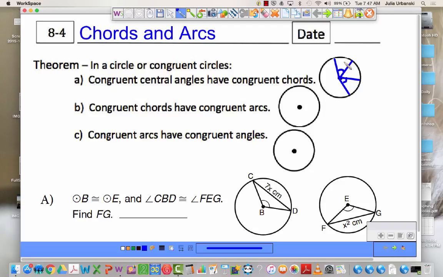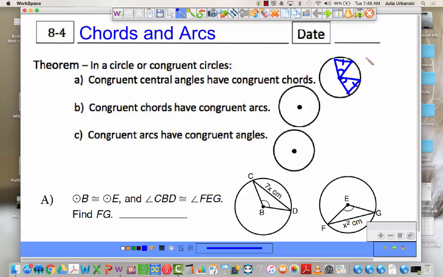See this arc right here? This arc is going to be equal to this arc. There's also going to be a chord. If you draw a chord from this point to this point, that's going to be equal to the chord drawn from this point to this point. Everything within those congruent angles is also going to be equal to each other.